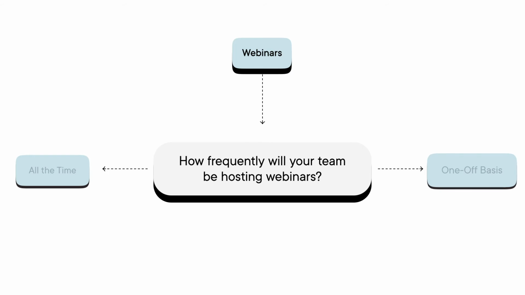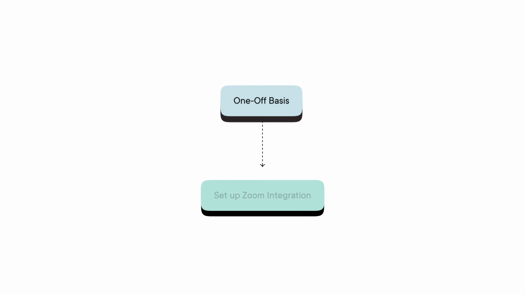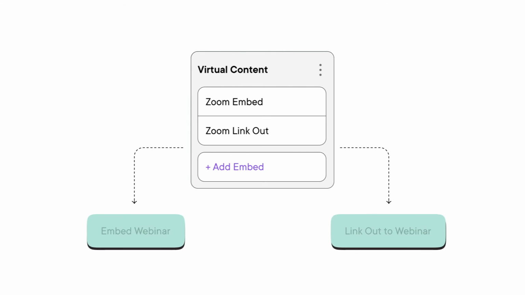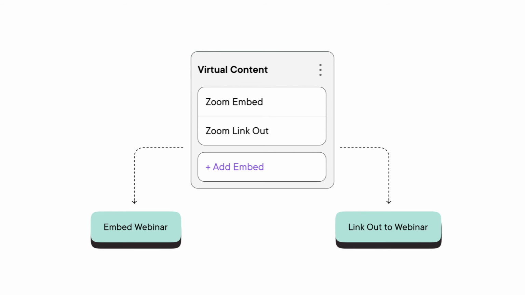If you're hosting a one-off webinar or you only plan to host webinars occasionally, then the integration setup isn't really needed. Instead, add the virtual event page to your event on a case-by-case basis. Then embed or link out to the webinar, depending on how you'd like your guests to join.